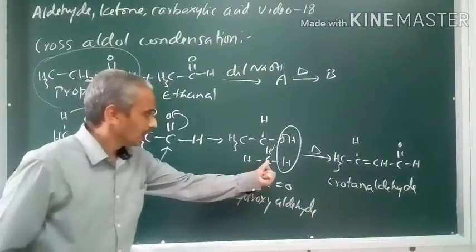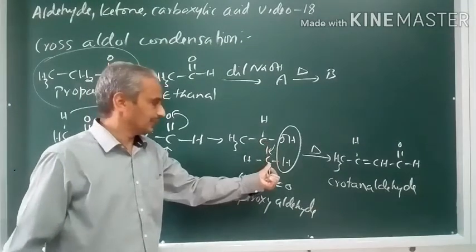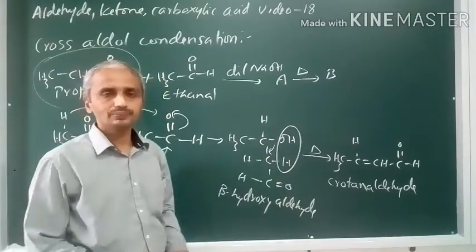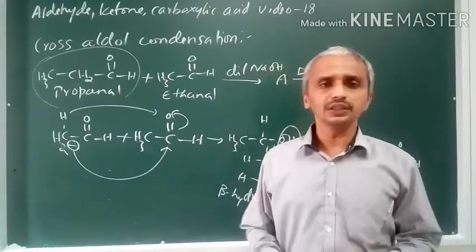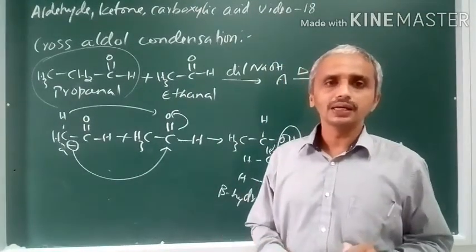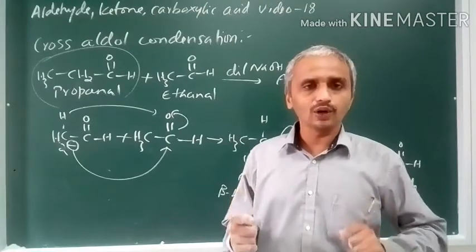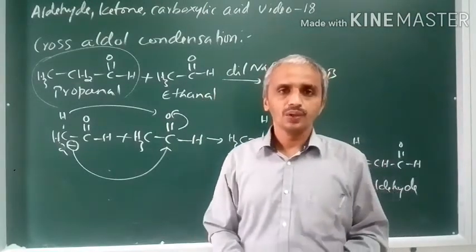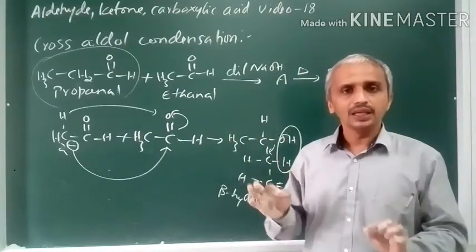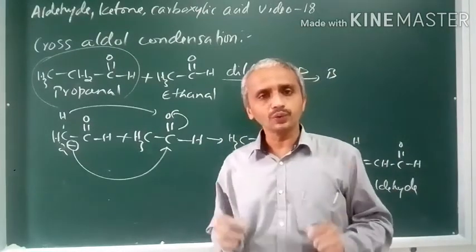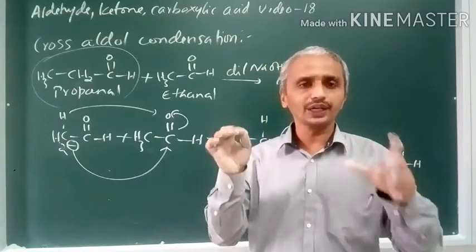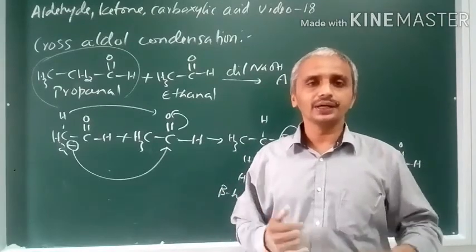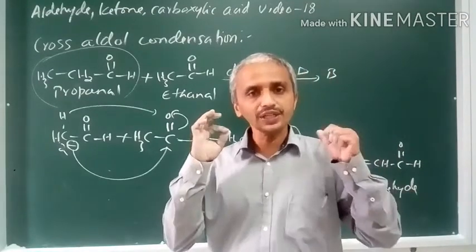Why beta? Alpha, beta. This has the functional group. So this is the alpha carbon, this is the beta carbon. So in aldol condensation, the first product will be the beta hydroxy aldehyde or beta hydroxy ketone. If I take the aldehyde, I get beta hydroxy aldehyde; if I take the ketone, I get beta hydroxy ketone also. That will convert into unsaturated aldehyde or ketone.